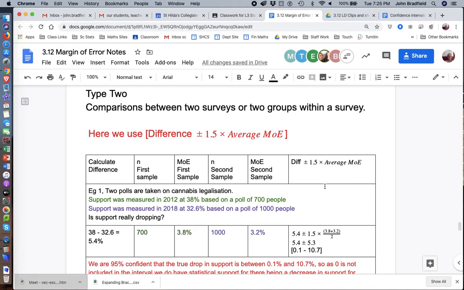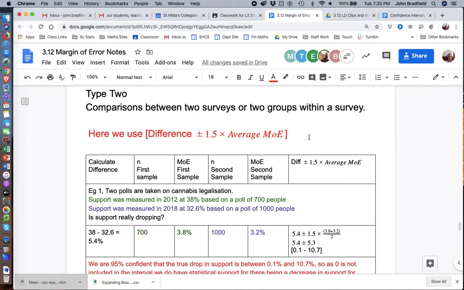Type 2 is comparisons between two different surveys or two groups within a survey. Now, we use a slightly different formula, this one here, and here we're using the difference, so that hasn't changed, plus or minus, that hasn't changed, but now we use 1.5 times the average margin of error.